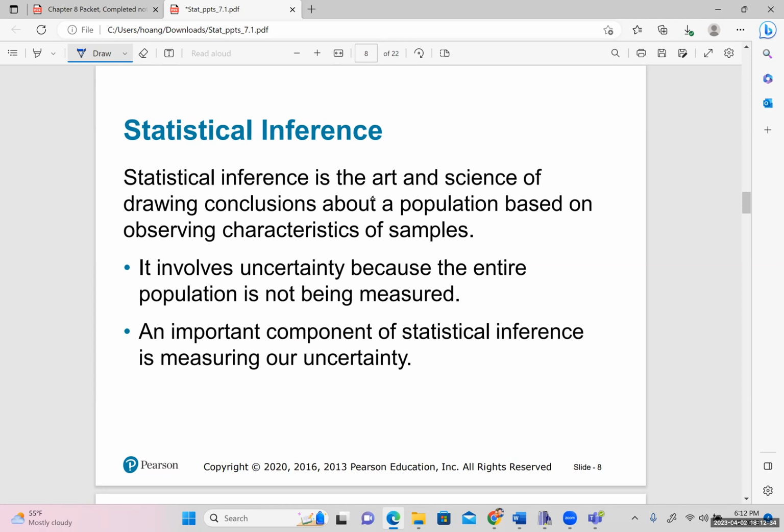Statistical inference is the art and science of drawing conclusions about a population based on observing characteristics of a sample. Basically, we want to make conclusions about populations based on samples, and it involves uncertainty because the entire population is not being measured.